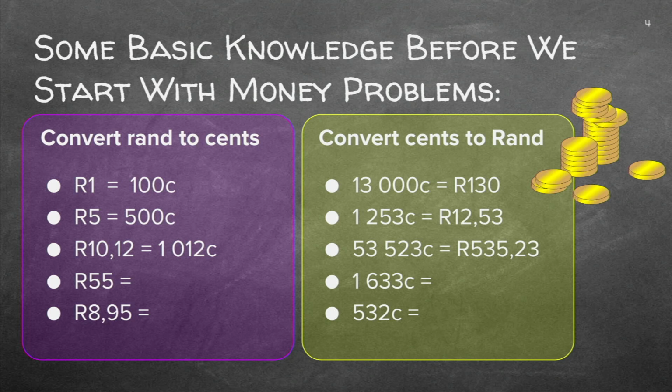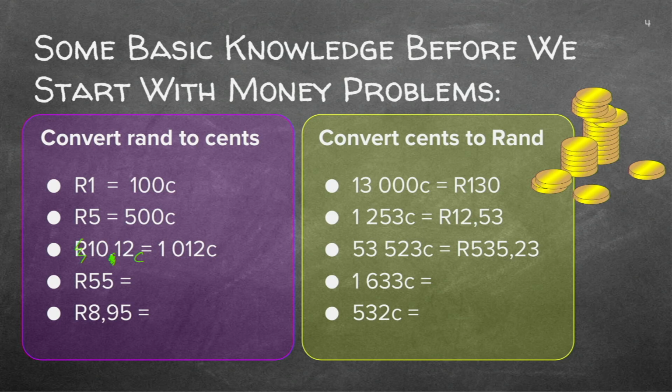Here we wrote 1 rand equals 100 cents. 5 rand equals 500 cents. So I have to put two zeros or two values at the back because that is my cents. At the third value, the hundreds, when it's in cents, the rands will start. Now, here 10 rand and 12 cents. If I take that comma away, it's not a zero, the comma, I will have my cents and I take the rand out.